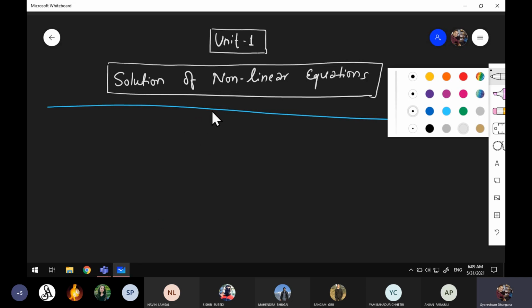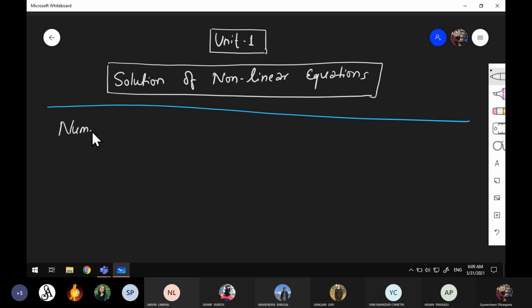So before starting the actual solution of the nonlinear equations, we must have some basic idea about the numerical method. Okay. So first of all, let's talk about what is numerical method. Numerical method, which is the title of our course also.